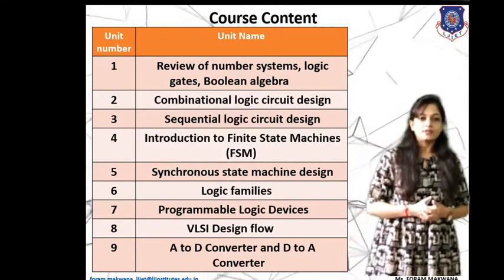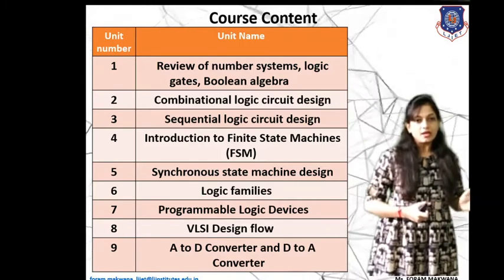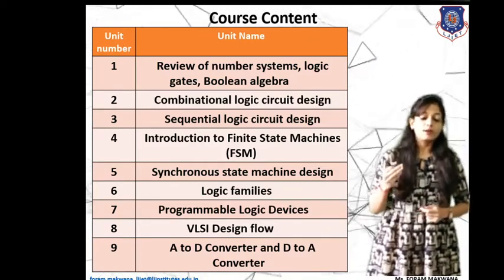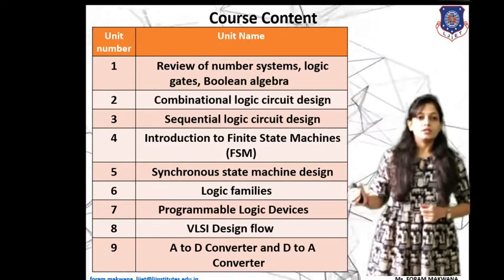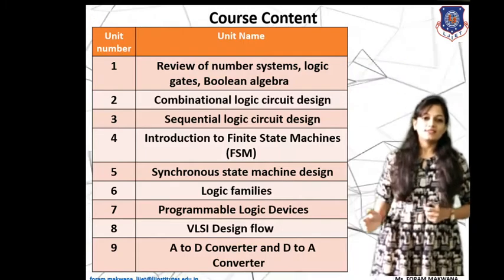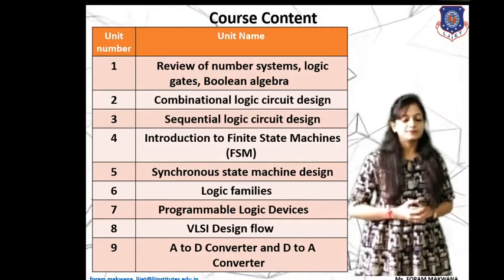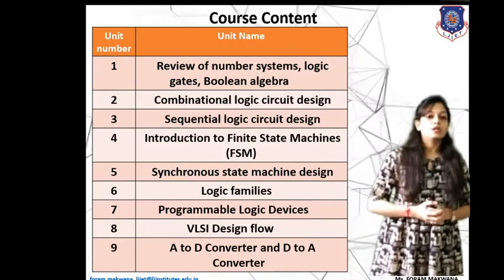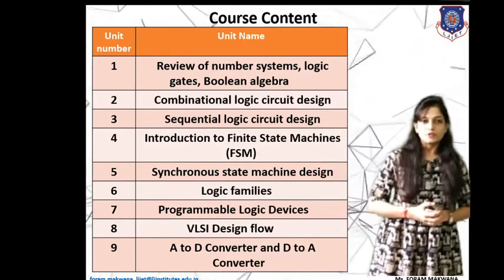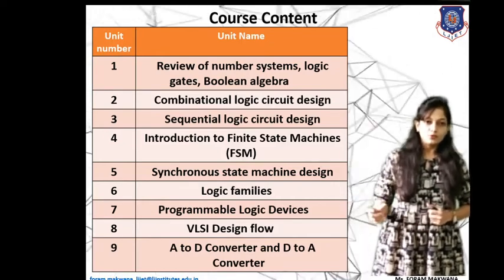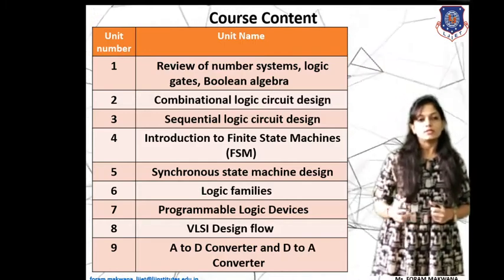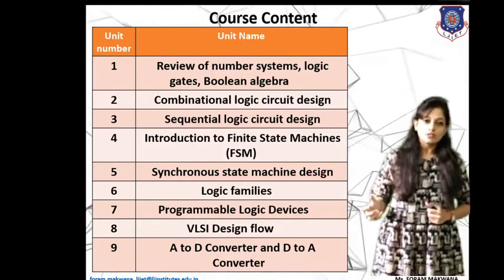Unit number 7, that is programmable logic device. In this we will see programmable logic array, programmable array logic. Unit number 8, that is VLSI design flow. First of all, VLSI means very large scale integration that includes approximately more than 10,000 transistors in a single chip. Why are we going to use this? Because it will decrease the cost as well as increase the speed of our system.